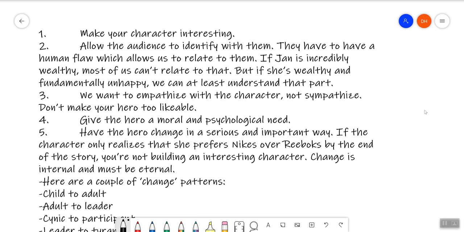Okay. Like I said earlier, number four, give your character a moral and psychological need. It actually should read psychological and moral need, okay? Because the psychological leads to the moral. Number five, like we talked about with self-revelation and new equilibrium, have the character change in a serious and important way. As I write here, if the character only realizes that she prefers Nikes over Reeboks by the end of the story, you're not building an interesting character. Okay? Change is internal, and for the character, must be eternal.